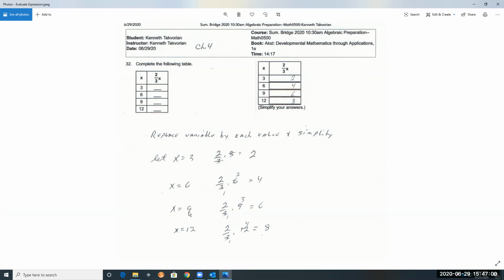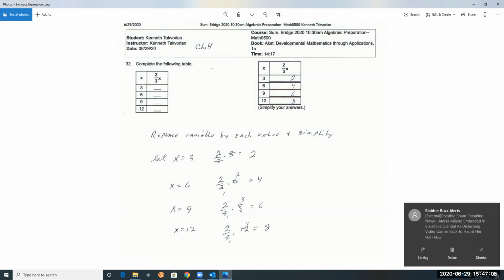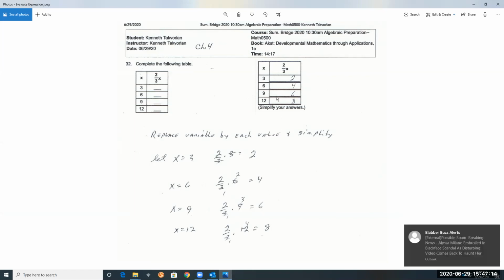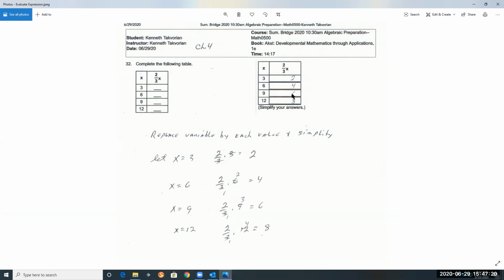How about x equals 9? 2/3 times the value of x replaced by 9. Reduce first: 3 into 9 is 3. The answer is 6. In the chapter on graphing, this is going to be like when x is 9, y is 6, which is going to be an ordered pair or a point on the graph.